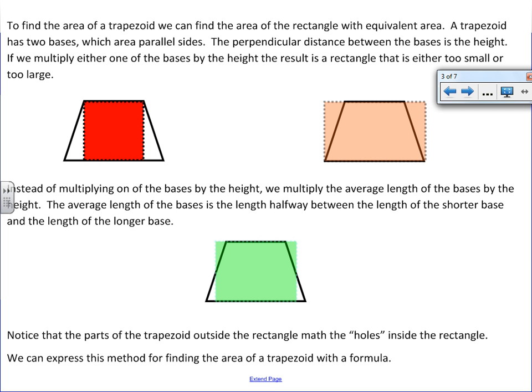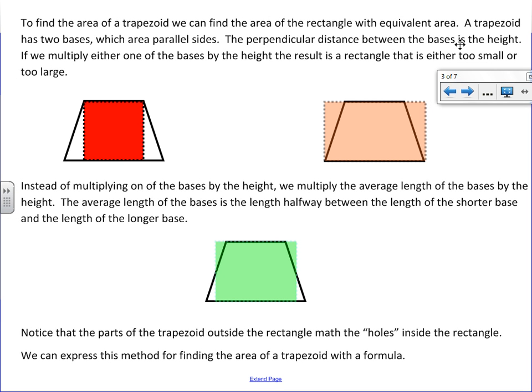To find the area of a trapezoid, we can find the area of the rectangle with the equivalent area. A trapezoid has two bases, which are parallel sides. For it to be a trapezoid, it has to have two parallel sides, and those two sides are the bases. The perpendicular distance between the bases is the height.